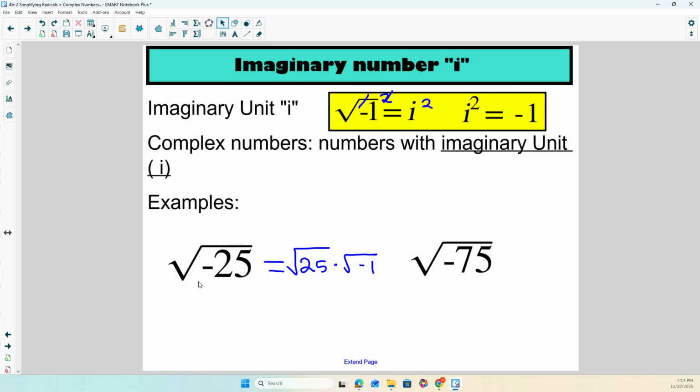Okay, so if you have a question like the square root of -25, this is how you would rewrite it. 25 is a perfect square, so I can say the square root of 25 is 5. The square root of -1 is i, so this is going to be 5i. That's the answer.